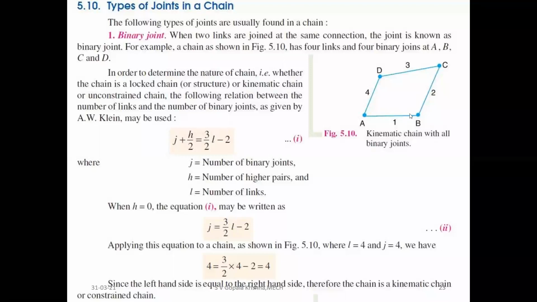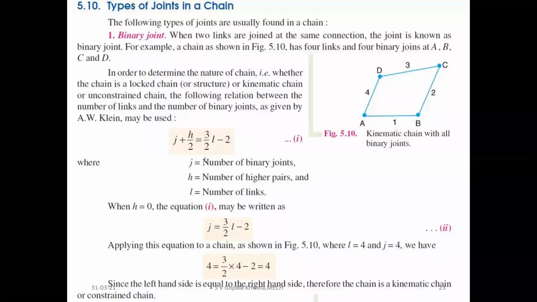Binary joints. And here they may also give another relation, so just observe that. They may consider it as one relation: J plus H by 2 equals 3 by 2 L minus 2. That is the relation between our joints and links.